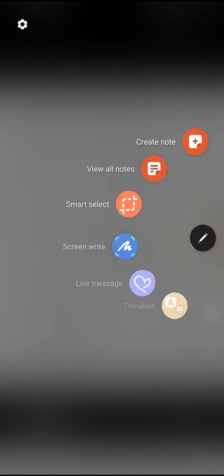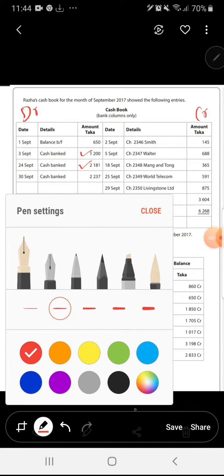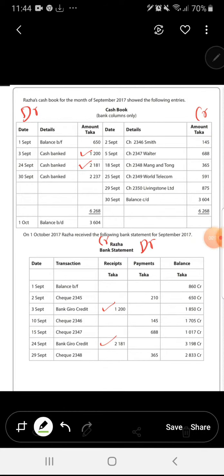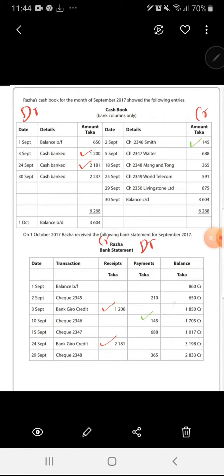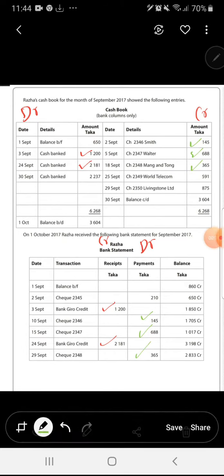Now let's make a comparison between the credit side of the cash book and the debit column of the bank statement. So you have 145 here, 145 here, 688, 688, 365 and 365.